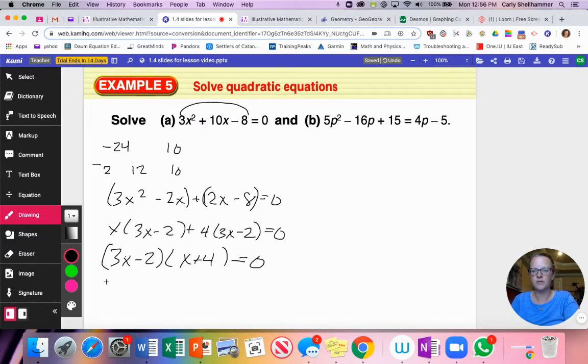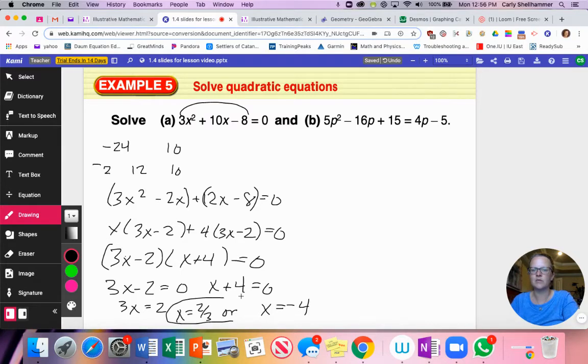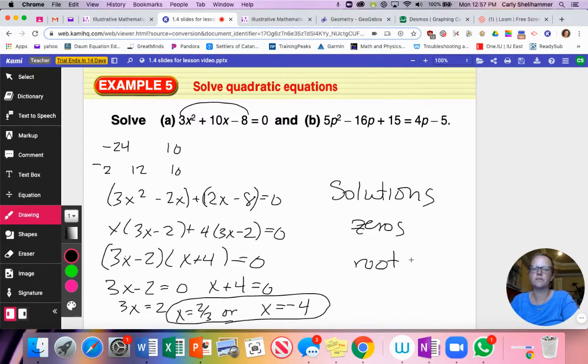The zero product property rule says that this binomial could be 0 or this binomial could be 0. So if I add 2 to both sides, I have 3x equals 2. And if I divide both sides by 3, I get x equals 2/3. Or subtract 4 from both sides. So those are my 2 solutions, my 2 zeros, my 2 roots. Those are all the words I could use.